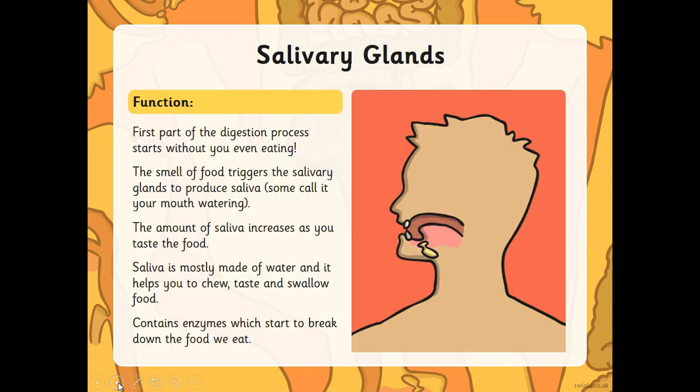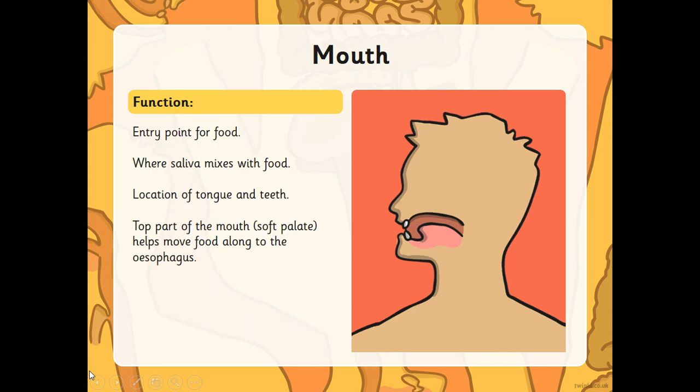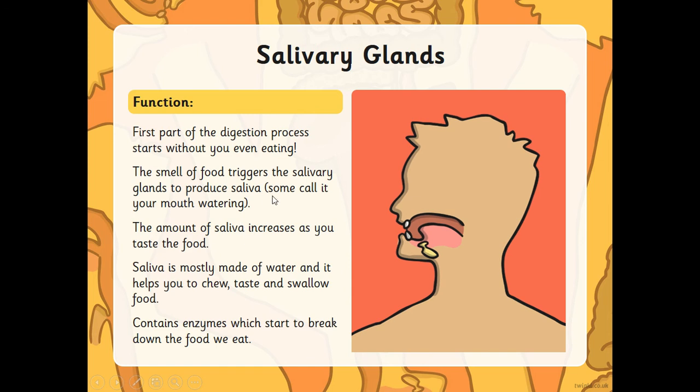Okay, right, so you might want to, as I've gone through, pause just to make a couple of notes so you can explain the function of these parts of the digestive system now. So first off, we've got the salivary glands, and their function, their job is the first part of the digestion process. Oh, we've gone too far, flick back, sorry about that.